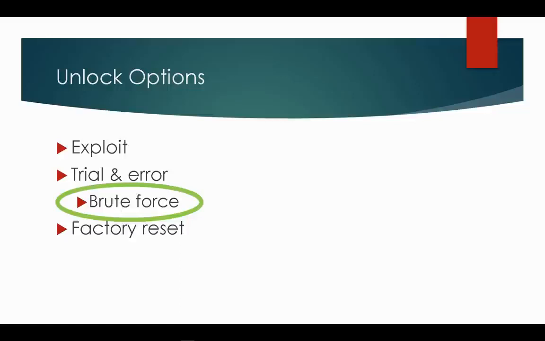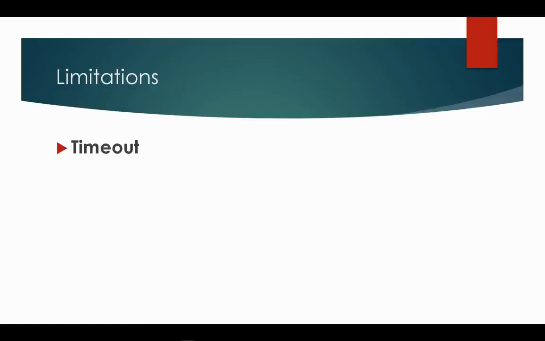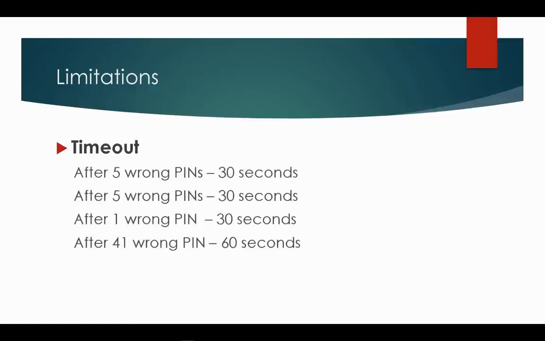Of course, using brute force has its limitations. Actually, there are two to my knowledge. The first one is a timeout. There is no way to bypass the timeout without an exploit. What does it mean? After 5 wrong PIN attempts, there is a 30 seconds cooldown, another 5 wrong, another 30 seconds, and then after each wrong PIN, there is a 30 seconds cooldown, until you reach 41 attempts, then there's a 60-second cooldown after each wrong PIN. These timeouts are for stock Android, at least to my knowledge.